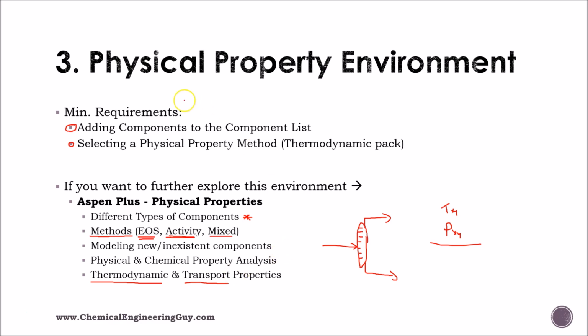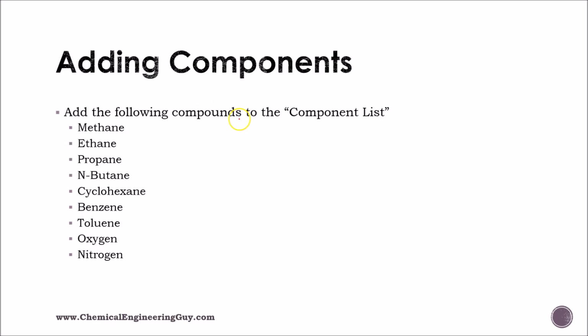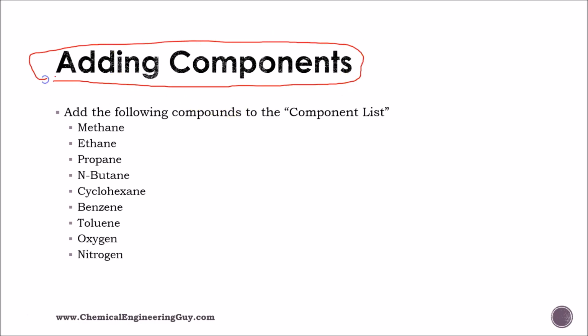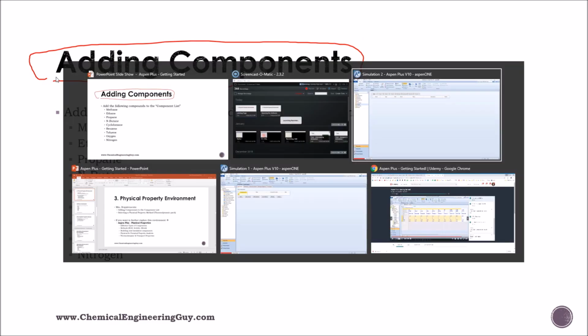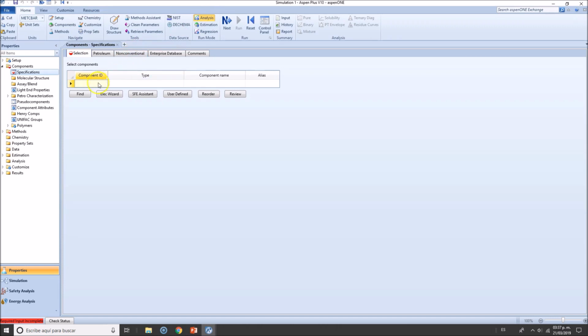But anyways, this is what you can do in the physical property environment. The most important part right here, guys, is to start adding components. Remember that we need at least one component. So let's go here. Simulation number one. What I want you to do is select either here Components or here in Components, and you will be in this place right here.